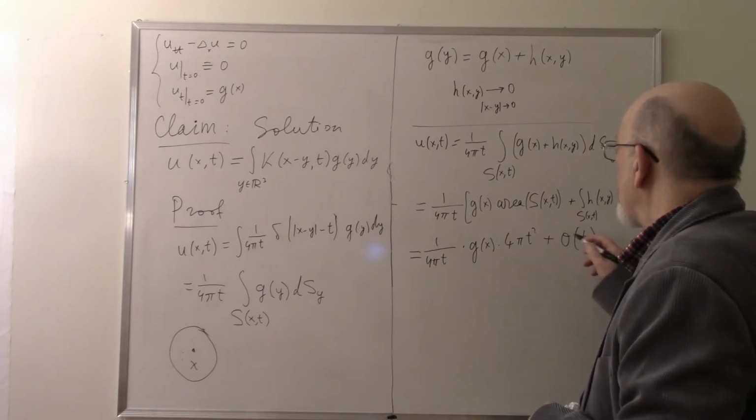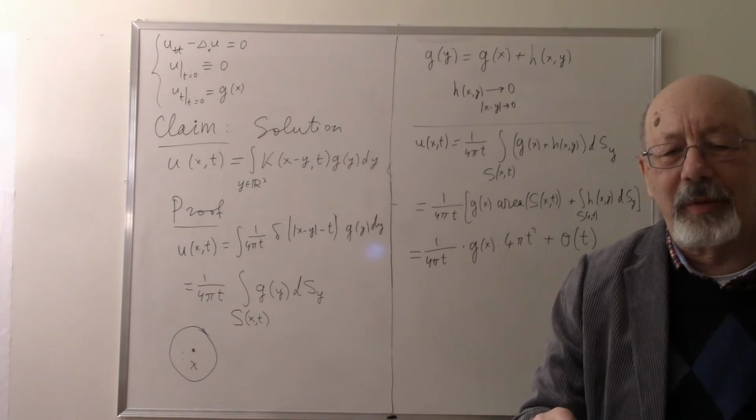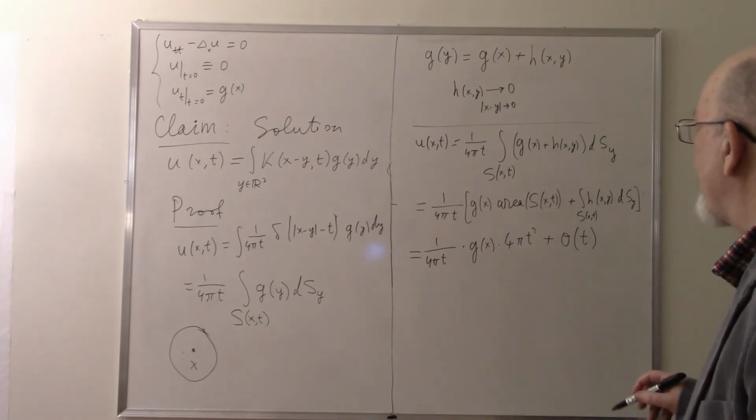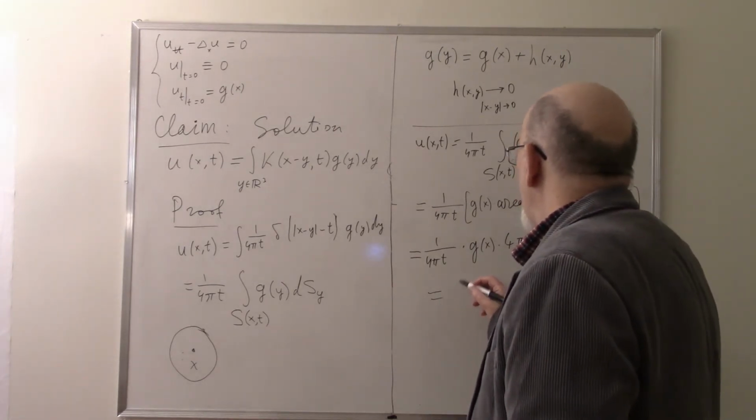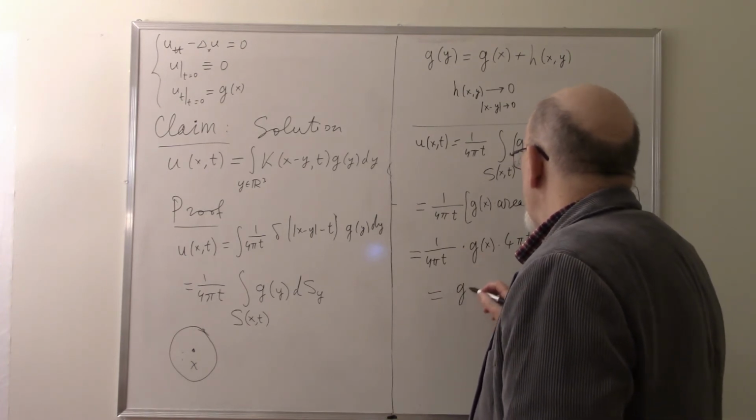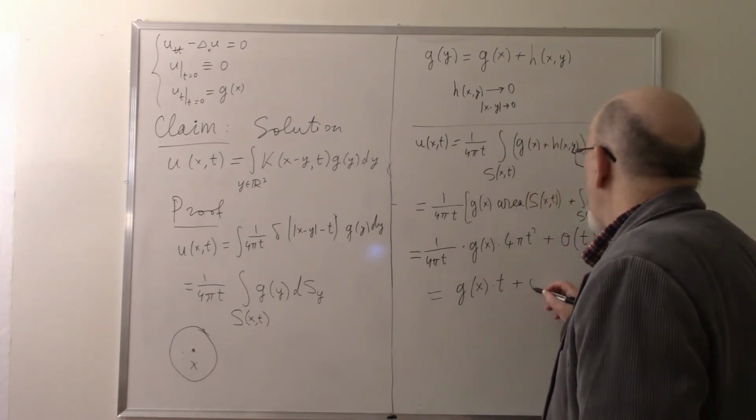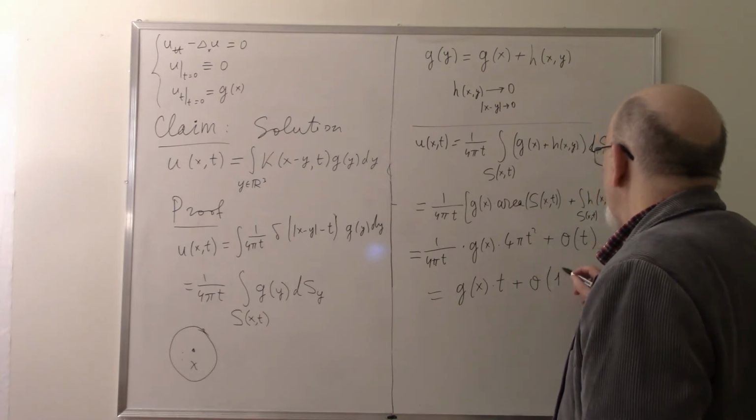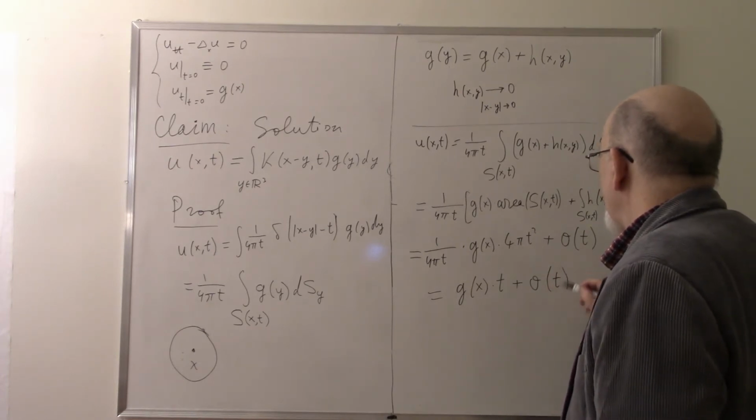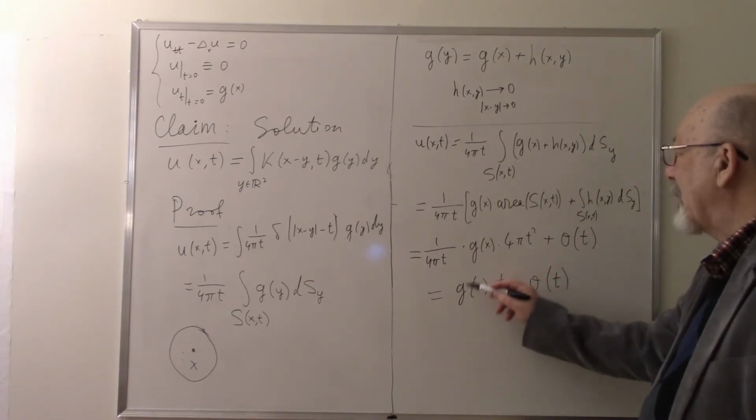It's enough. o small is some variable which goes to 0 faster than t. So it's o small of t. The 4 pi cancels, and we get g of x times t plus o small of t. So this is the main term.